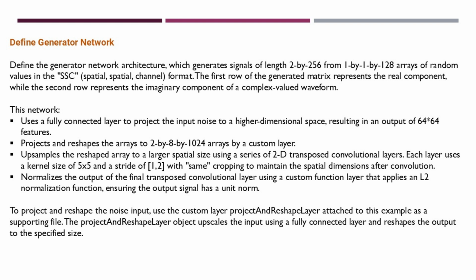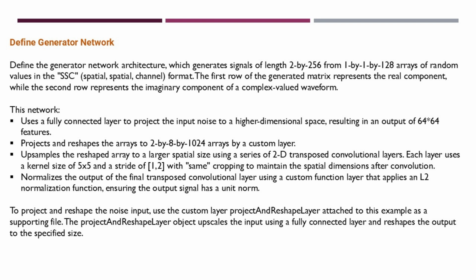Define generator network. Define the generator network architecture, which generates signals of length 2 by 256 from 1 by 1 by 128 arrays of random values in the SSC, spatial channel format. The first row of the generated matrix represents the real component, while the second row represents the imaginary component of a complex-valued waveform. This network uses a fully connected layer to project the input noise to a higher dimensional space, resulting in an output of 64 by 64 features.